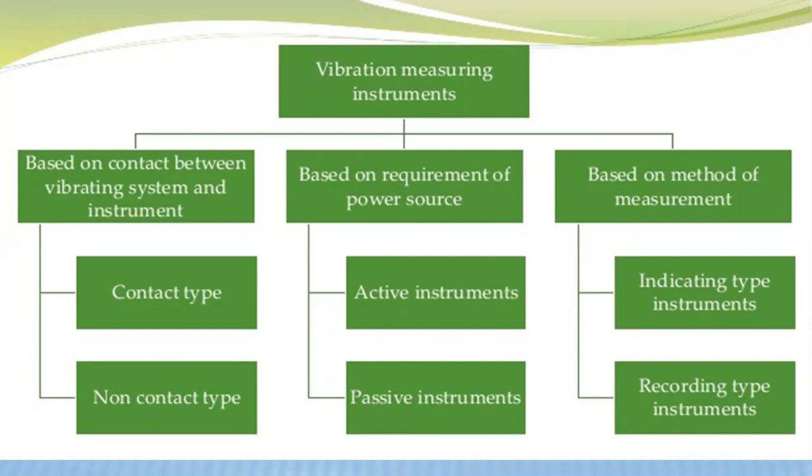One is contact type and another one is non-contact type, based on contact between vibrating system and instrument. Next one, based on requirement of power source. In that power source classification, it is active instruments and passive instruments. And the third one is method of measurement. It is indicating type measuring instruments and recording type instruments. These are the different classifications of the vibration measuring instruments.